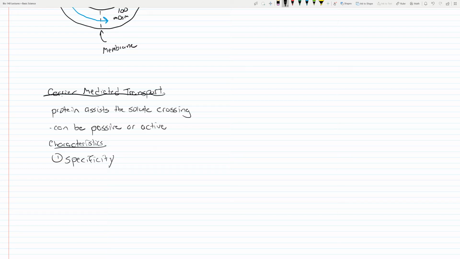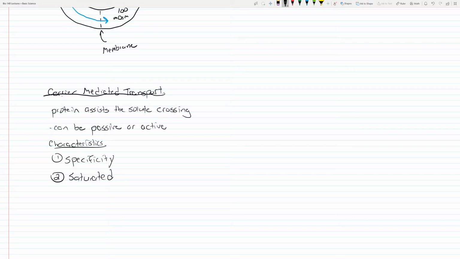So you have these things called sodium channels. Those proteins will only work on sodium. You have potassium channels. Those will only work on potassium. You have glucose channels. Those proteins will only work on glucose. So they're not interchangeable.